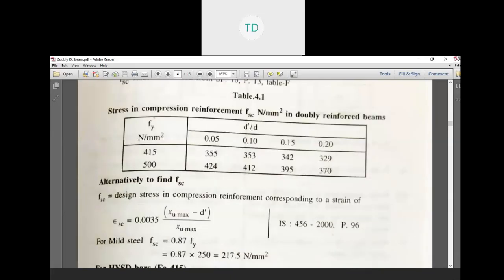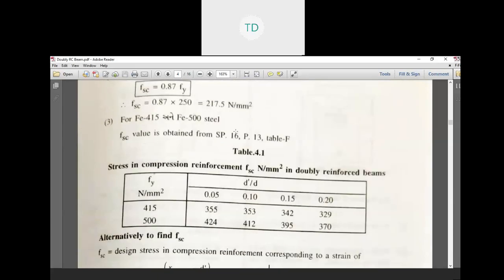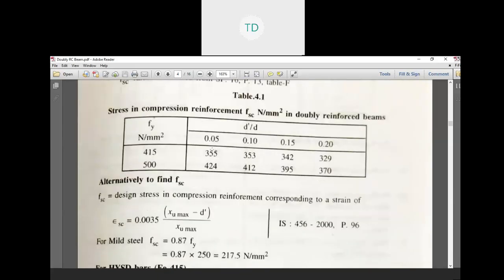That table is given here for Fe 415 and 500, with d'/d ratios 0.05, 0.10, 0.15, 0.20. We get different values, and the value is picked from that particular region. For example, if d'/d is equal to 0.15 and we use grade 500, then the value of Fsc is equal to 395.